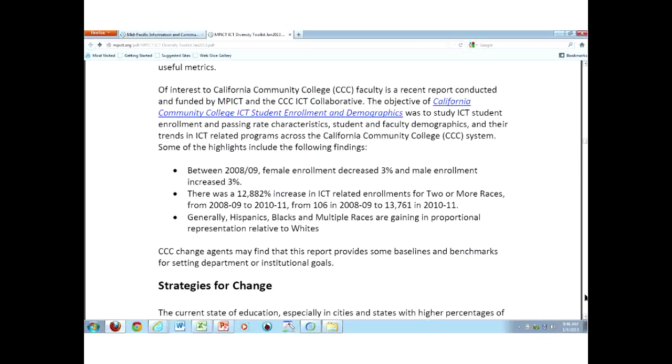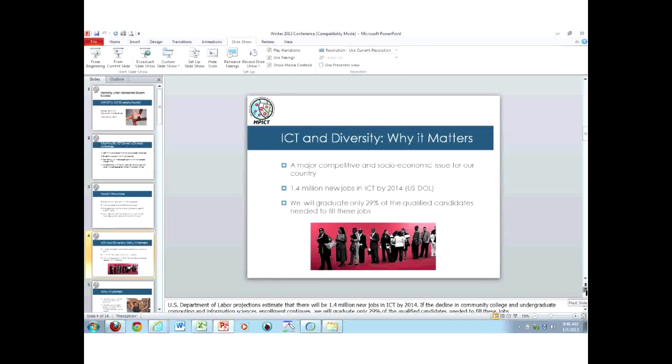MPICT also, on that first page of the MPICT website, MPICT.org, is a brand new research report recently completed. And it's just for California. Again, I'm sorry if you're not from California, but it's very eye-opening. It took a look over the last 3 years of student enrollment and demographics. It was really very interesting findings. Let me see if I have a couple of key points from my PowerPoint on that I want to share with you.